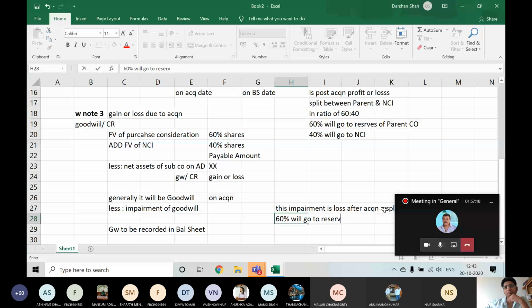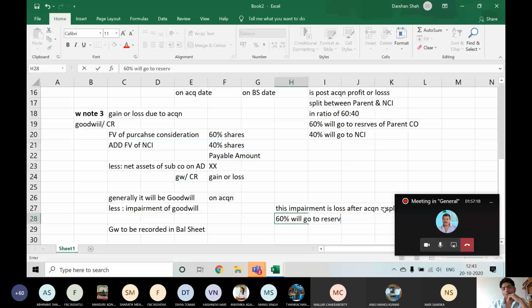ठीक है. ओके सर. समझ में आ गया यहां तक अभी? Yes sir. चलो. सो अभी फाइनली हम लोगों को क्या मिला है? गेन और लॉस ड्यू टू एक्विजिशन मिला, गुडविल या कैपिटल रिजर्व मिला हम लोगों को. Done? Yes, sir. So one more doubt.